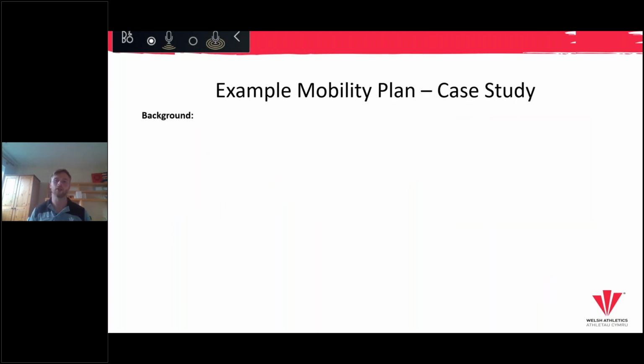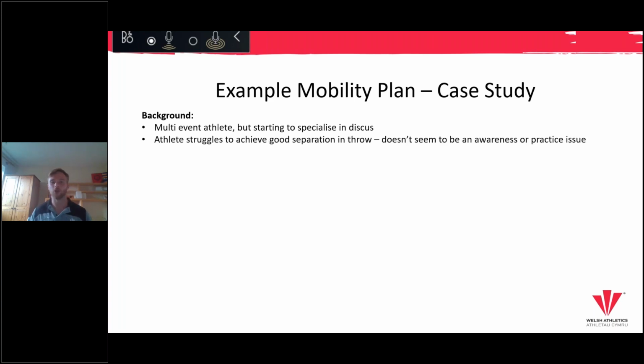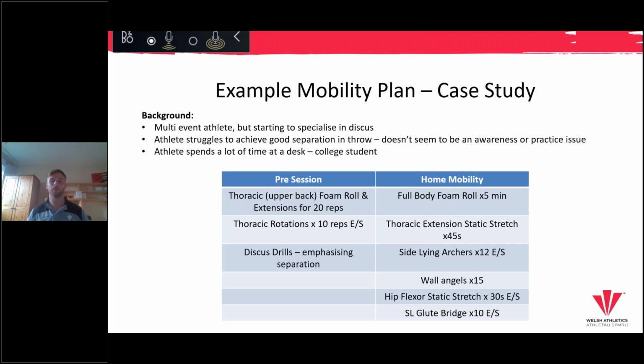And then just to put that all together, I'm going to give examples based on a case study. So a hypothetical athlete whose background is that they're a multi-event athlete starting to specialize in the discus. They struggle to achieve good separation in the throw, and it doesn't seem to be an awareness or a practice issue. I'll tick those two things off. So I'm probably thinking it's maybe a physical limitation. The athlete spends a lot of time at a desk. They're a college student, so I potentially know they're going to be in this kind of hunchback position a lot. So, okay, this starts to show a pattern potentially. And then my program that I might build around that would be based upon this.